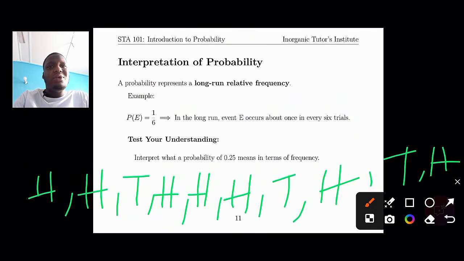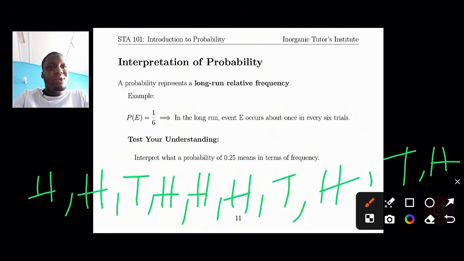So let's say you toss the coin 1,000 times and record the outcome. You might get heads maybe 540, and tails will be 460, or something very close. So you realize that the probability will be almost 0.5. Remember, the 540 that you got for heads, when you divide it by 1,000, you get 0.54.